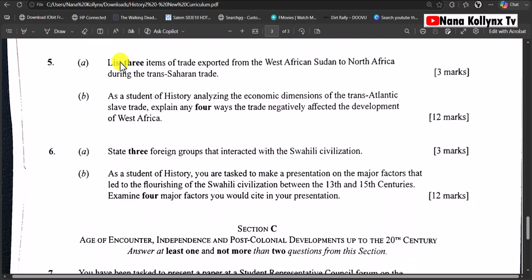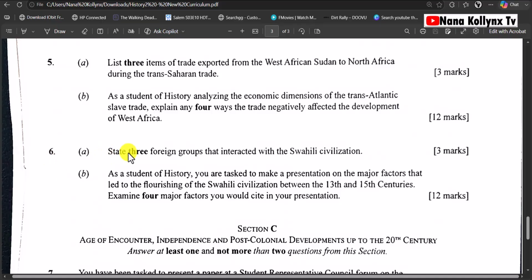It says 5A, list 3 items of trade exported from the West African Sudan to North Africa during the Trans-Saharan trade. 5B, as a student of history, analyze the economic dimension of the transatlantic slave trade. Explain 4 ways the trade negatively affected the development of West Africa.